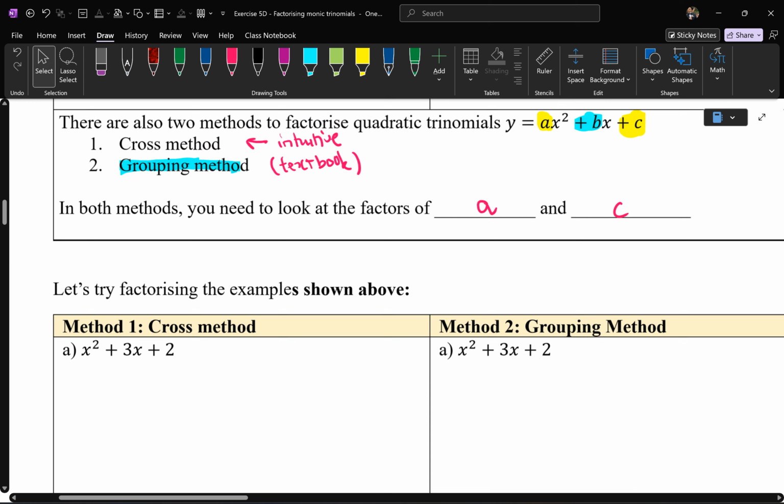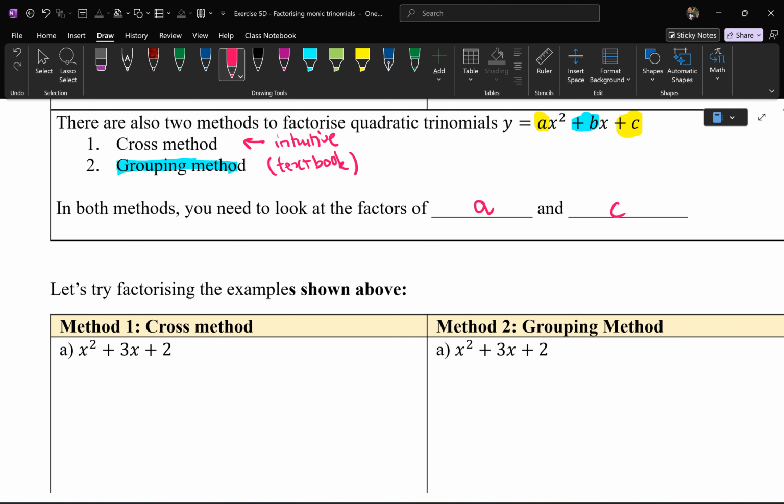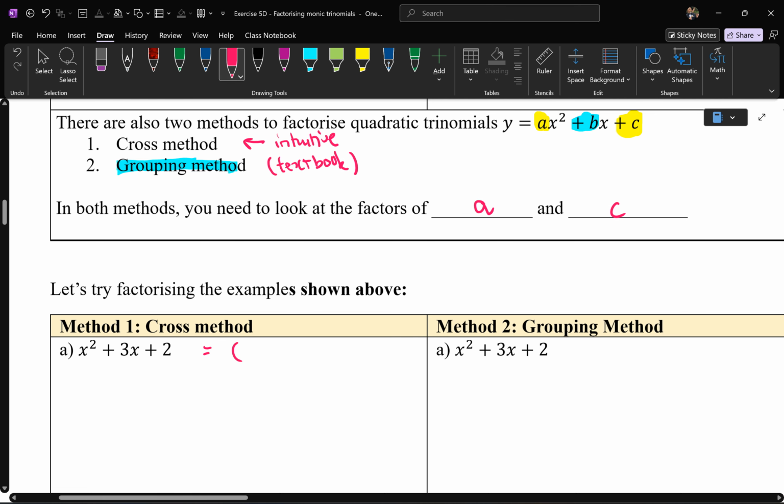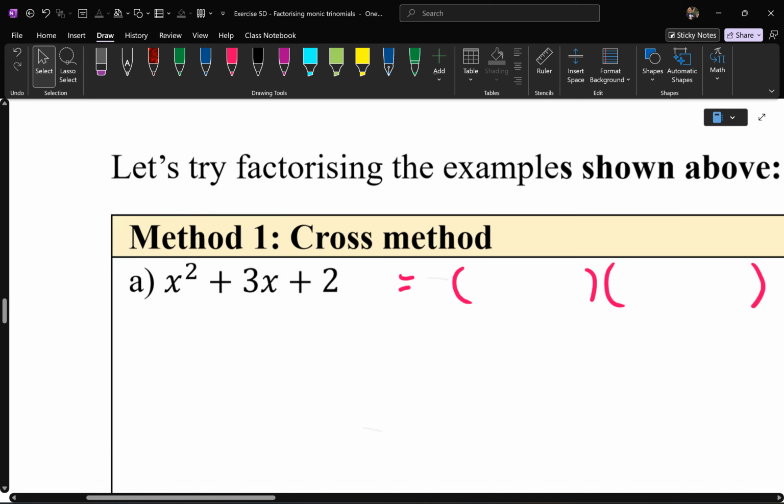First two. So let's say I give you a monic trinomial. The first one is x squared plus 3x plus 2. Our goal when they say factorize is to get it into two brackets. It's not a difference of perfect squares problem, and it's not a perfect squares expansion. So now we're left with whatever this is. Let's try the first one.